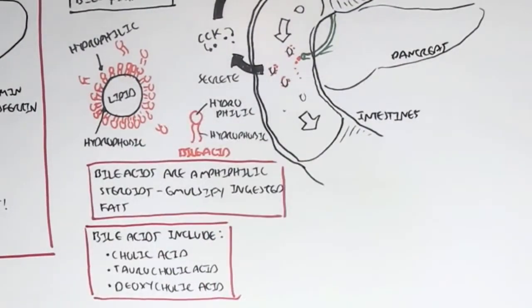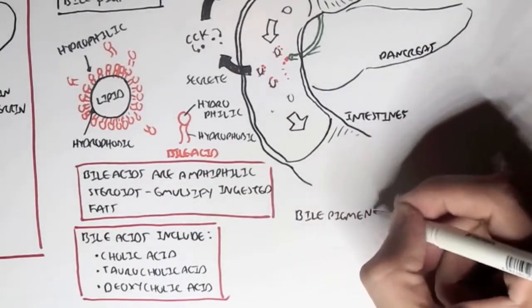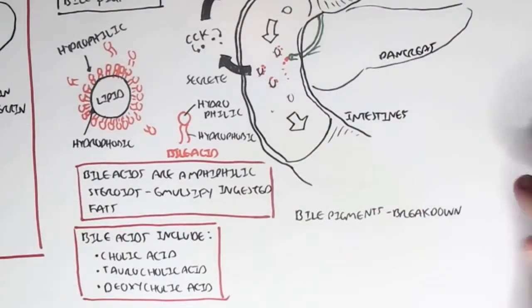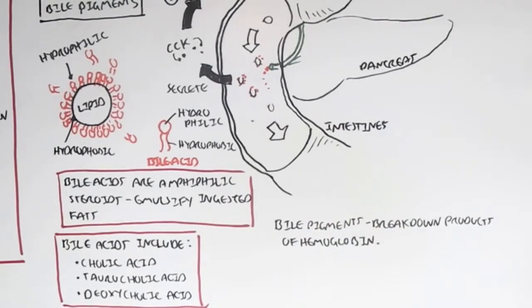So that was bile acids. Bile acids help emulsify fat. Bile pigments are different to bile acids, but they are also bile altogether. Bile pigments are actually the breakdown products of hemoglobin.